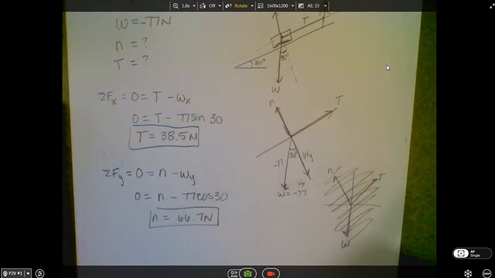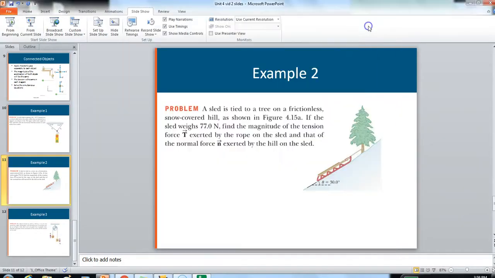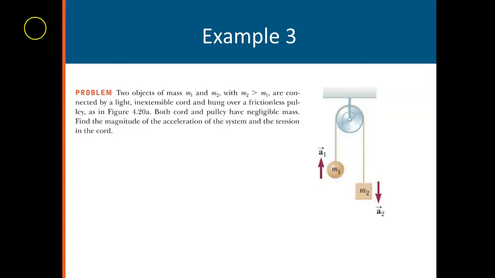So that's example 2. Now let's look at example 3 and then we'll be done. Example 3 says 2 objects, and I showed you this one kind of before. This is called an Atwood's machine. 2 objects of mass 1 and mass 2, with mass 2 greater than mass 1, are connected by a light inextensible cord, it just means it can't extend, and hung over a frictionless pulley. Both cord and pulley have a negligible mass. Find the magnitude of the acceleration of the system and the tension in the cord. So we want acceleration and we want the tension.